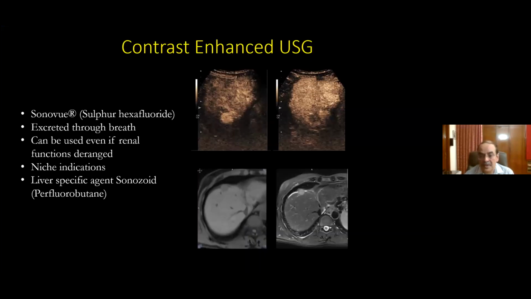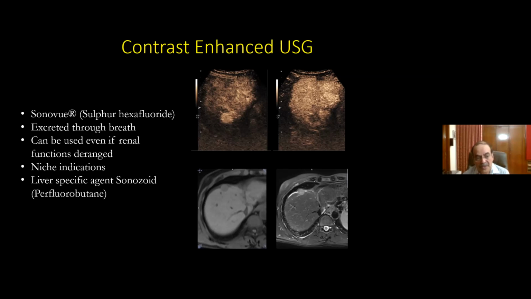Just a word about contrast-enhanced ultrasound. The agent that we have available in our country is SonoVue, where the compound is sulfur hexafluoride microbubbles. This is excreted through breath, and can be used even if renal functions are deranged. There are some niche indications. It is really used if your CT and MR are equivocal and do not solve your problem, then sometimes we'll end up doing a contrast-enhanced ultrasound.